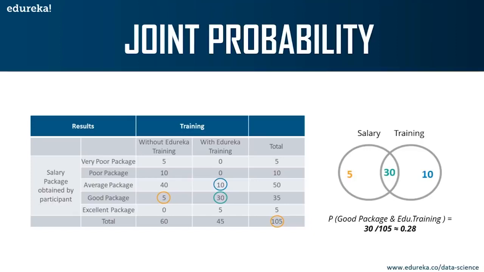Remember that, right? The question is find the probability that a candidate has attended Edureka's training and also has a good package. All right, so you need to consider 2 factors. That is a candidate who's attended Edureka's training and who has a good package. So clearly that number is 30. 30 divided by total number of candidates, which is 105. Right? So here you get the answer clearly.